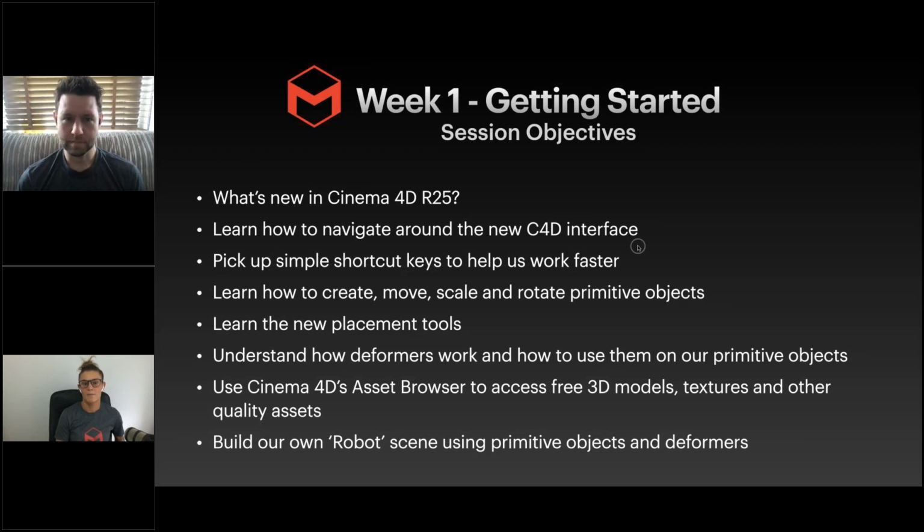We're then going to learn how to create, move, scale, and rotate primitive objects. These all come included inside of Cinema 4D as standard. And then we also have new placement tools. When I say new, they came out in 24, but I don't know if everyone's had a look at them yet or even known they're there. They're super handy when it comes to placing objects on other objects, so we're definitely going to dive into those. And then we're also going to look at how deformers work and how we can use them on our primitives to start to create some really interesting geometry. And then we're also going to look at the Cinema 4D asset browser, where we can find a whole bunch of free stuff like textures, models, and really cool assets.